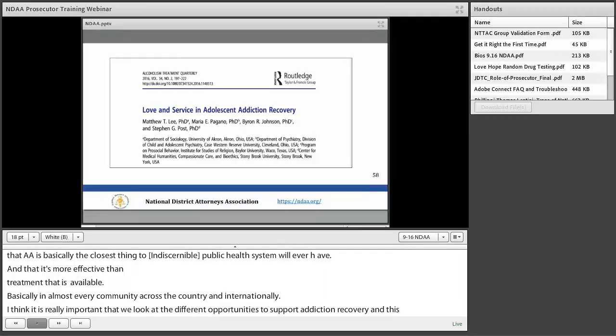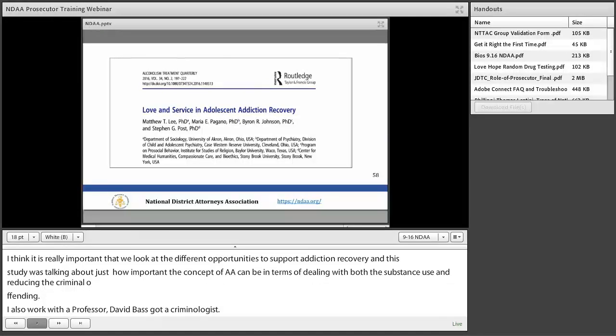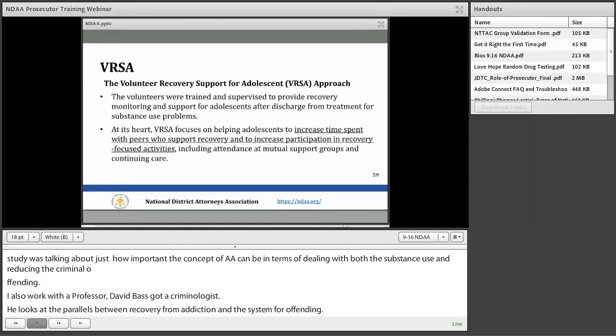And I also work with a professor, David Best, who's a criminologist, and he looks at the parallels between recovery from addiction and desistance from offending. And very often, both of those processes require changing inside and out. So changing the way we think, changing the way we act, changing the people we associate with, changing the activities we engage in. So there's a lot of overlap here.